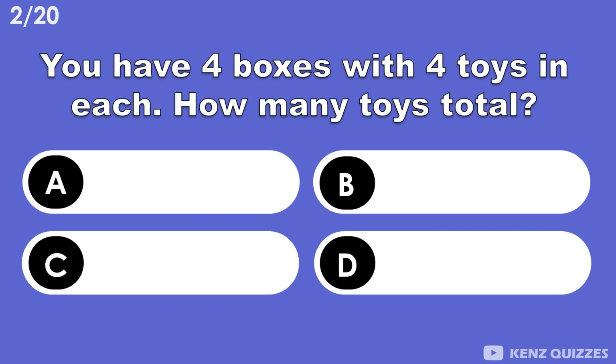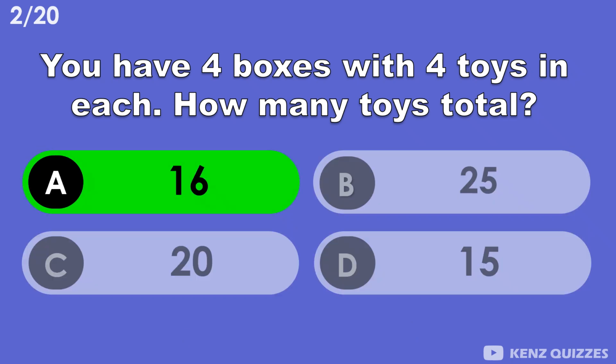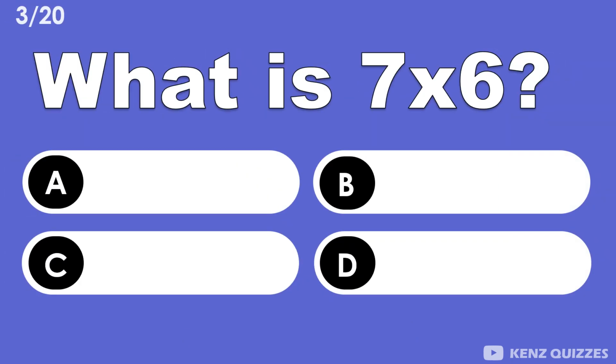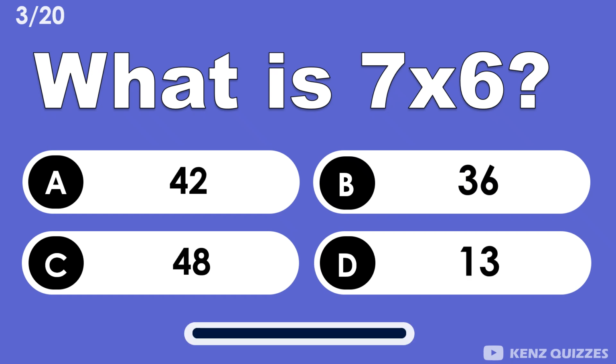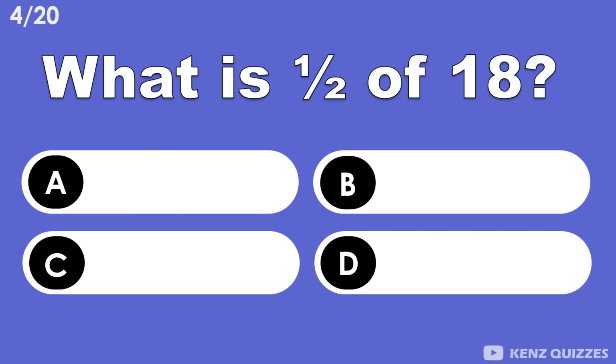42. You have 4 boxes with 4 toys in each. How many toys total? 16. What is 7 times 6? 42. What is half of 18?